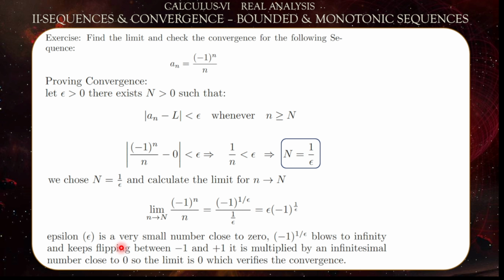Epsilon, again, is a very small number close to 0, so -1 to the power of 1 divided by epsilon, despite the fact that it goes to infinity and keeps flipping between -1 and +1, it is multiplied by an infinitesimal number close to 0, so the limit is 0, which verifies the convergence.